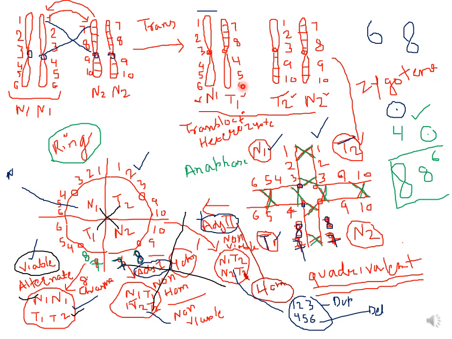So out of the four chromosomes, there are two translocated and two normal. This pair of chromosomes is a translocation heterozygote because one is normal and the second is translocated. Similarly here, this pair of chromosomes is a translocation heterozygote because one is normal and the second is translocated.